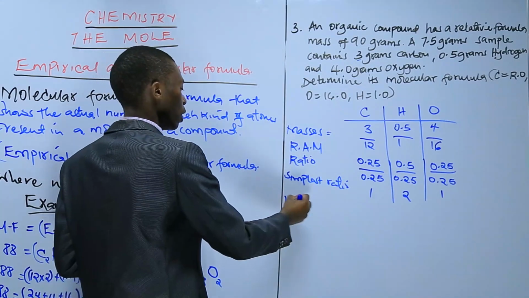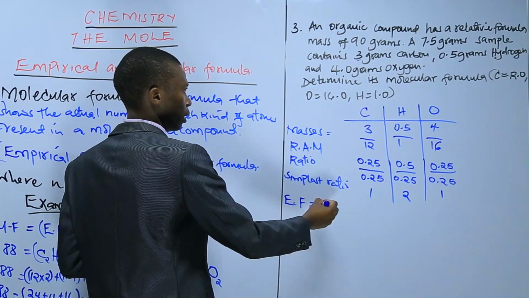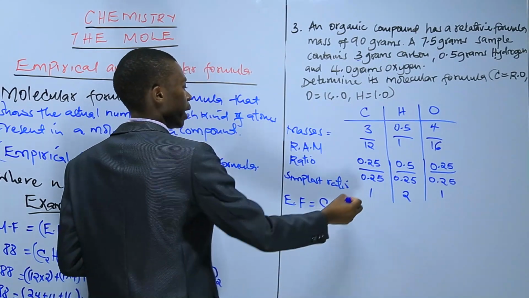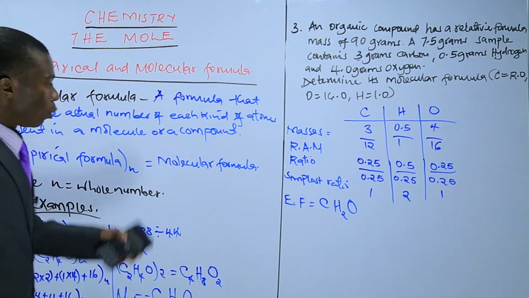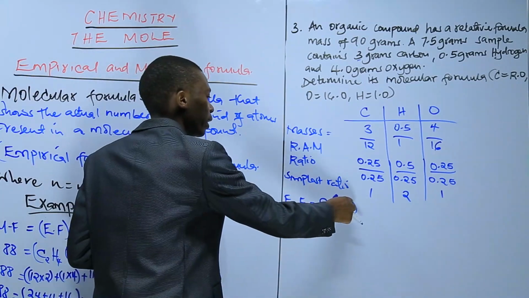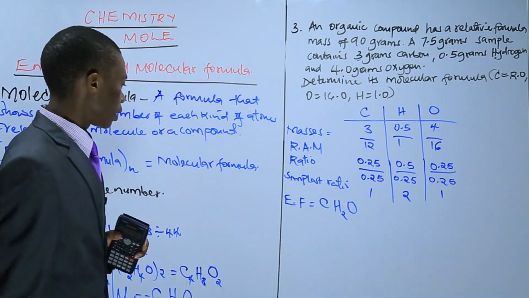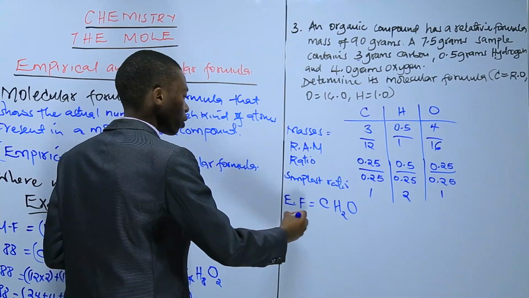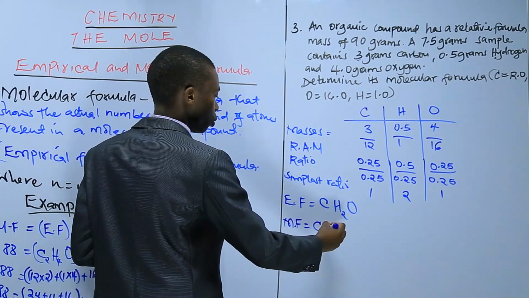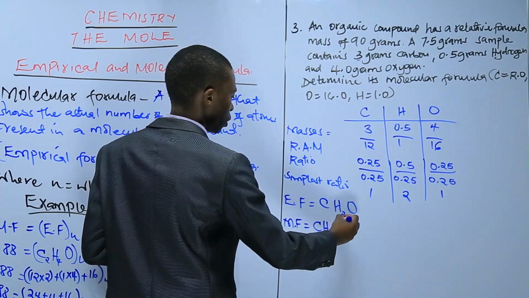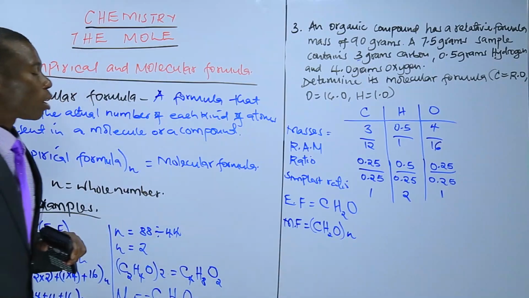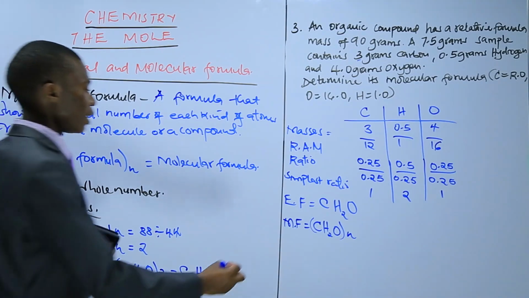Therefore, the empirical formula is CH2O. That is the empirical formula, or that is the simplest whole number ratio in which the 3 elements are combining in that organic compound. Therefore, the molecular formula is given by CH2O, then multiplied by N. The molecular mass of this compound is 90.